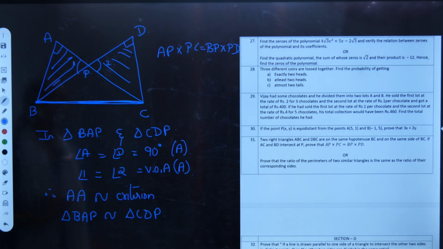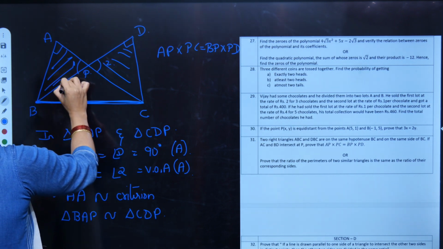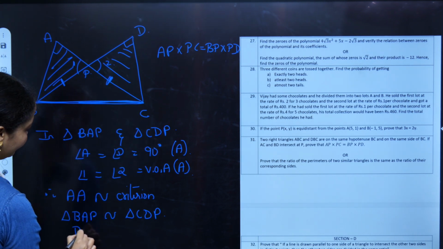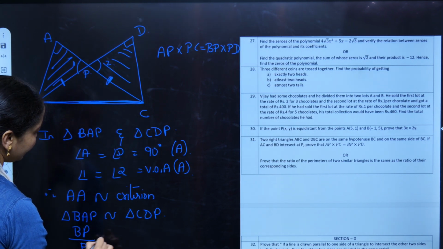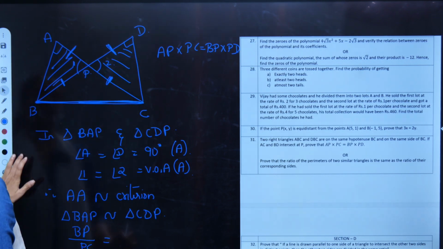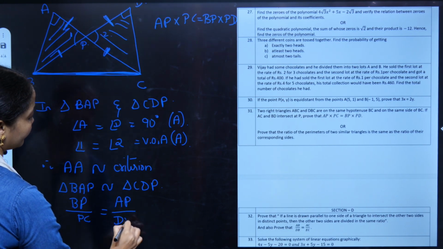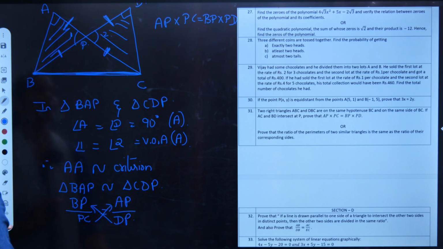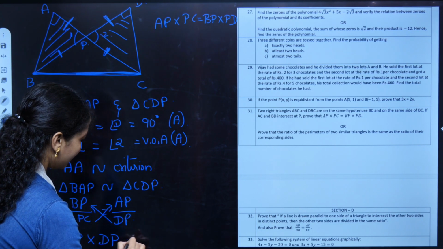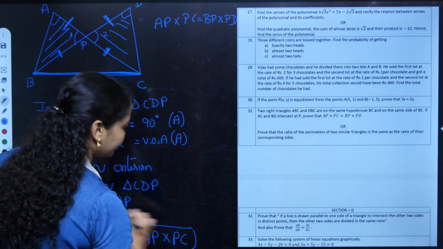Hence, when the triangles are similar, I can easily take their sides. I can take one side of this triangle divided by one side of the other triangle, that is BP by PC is equal to the other side of the first triangle divided by the other side of the second triangle, that is AP divided by DP. So cross multiplying, I am getting BP into DP is equal to AP into PC. This is what I had to prove.